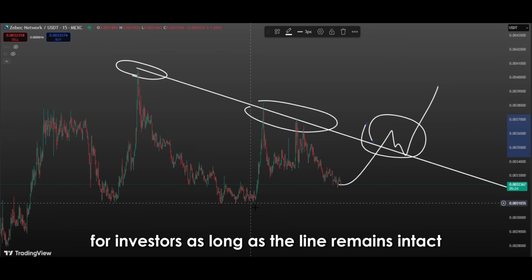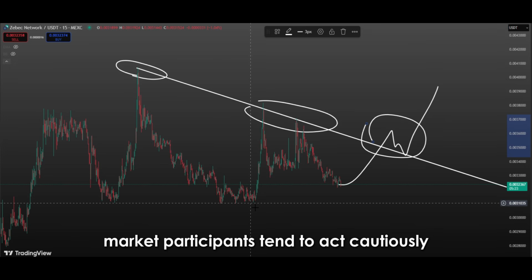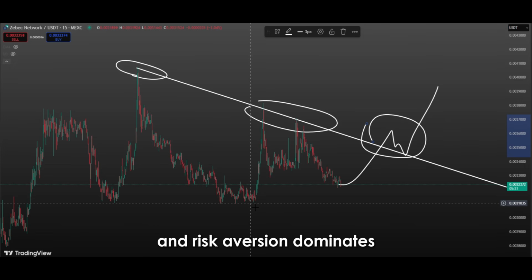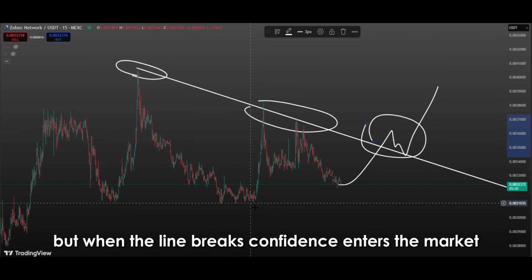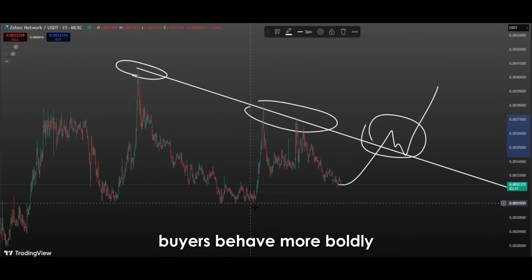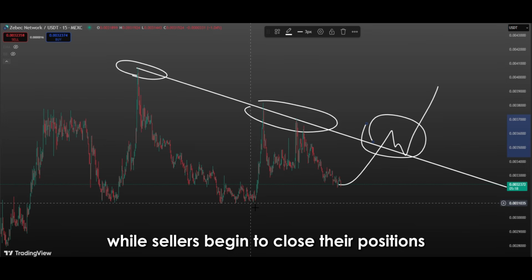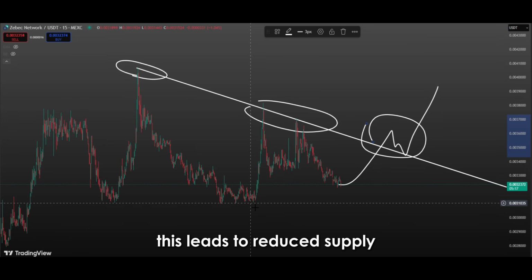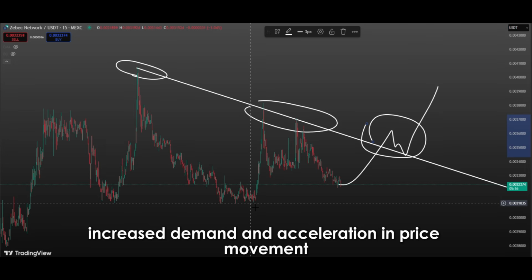As long as the line remains intact, market participants tend to act cautiously. Buying is limited, positions are held for shorter periods, and risk aversion dominates. But when the line breaks, confidence enters the market. Buyers behave more boldly while sellers begin to close their positions. This leads to reduced supply, increased demand, and acceleration in price movement.